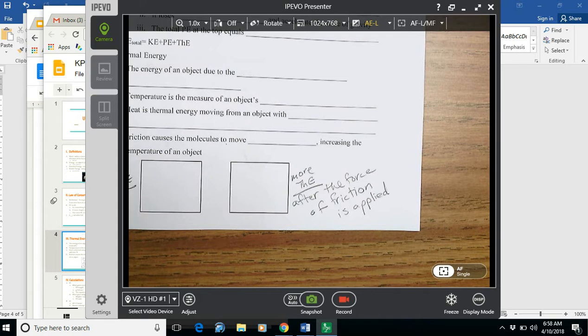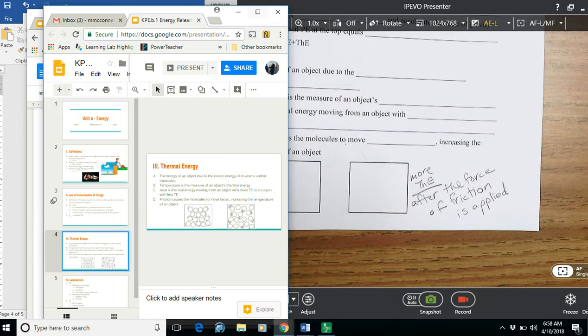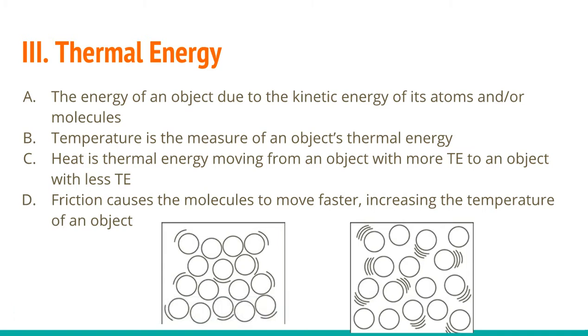So again, I'm going to put those boxes back up there so you can see them. But we want to label this one with less thermal energy. There's less motion. This one has more motion, more thermal energy. And this would be after friction has been applied. The force of friction has gotten those molecules, those atoms moving.